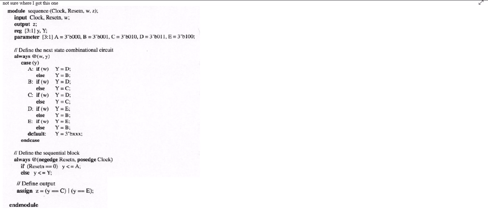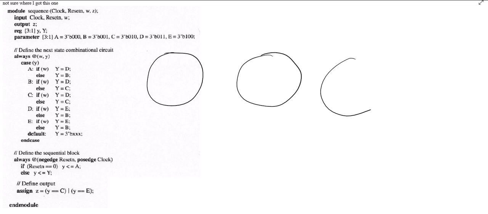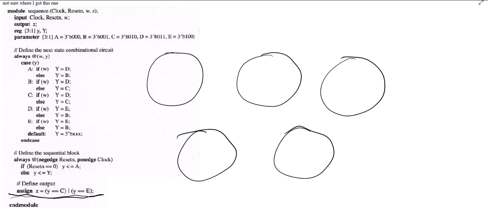I'm going to go over this relatively quickly because it's pretty much the same as the others that we did. We see that we've got the 5 states. Let me make that bigger. We know it's a Moore machine because the output does not depend on the input, and we can see that because the output is assigned outside of the always block. So this is A, B, C, D, E, and our input is W.